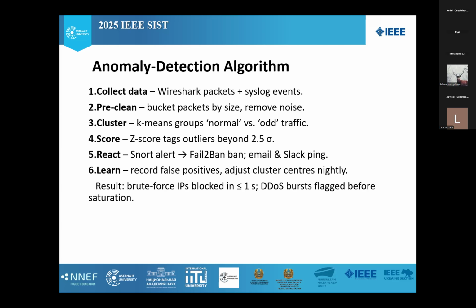And the next one is the anomaly detection algorithm. It's using Wireshark packets to collect the data from the different attacks. Then we analyze them with common groups to make one cluster. And then we are using Discourse to see what's going on. And to block attacks, we use fail2ban and also IP tables.